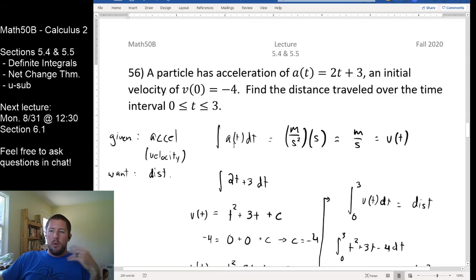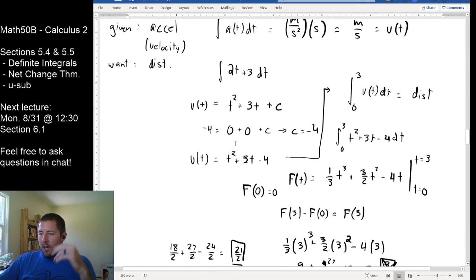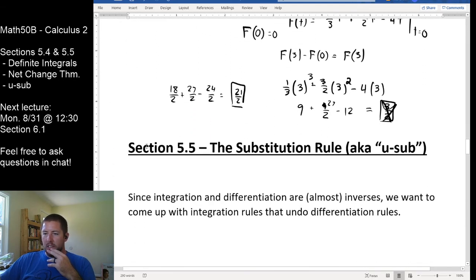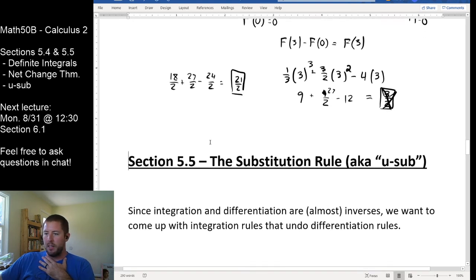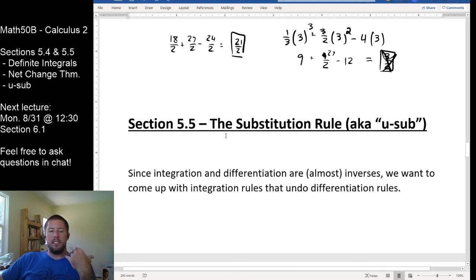So there we go. That's the last one I wanted to look at there for 5.4, and I've been going here for a solid 50 minutes. So we should certainly hop into some section 5.5 stuff here, hit some U sub concepts. This section is called the substitution rule. Nobody calls it that. Everybody calls it just U sub.